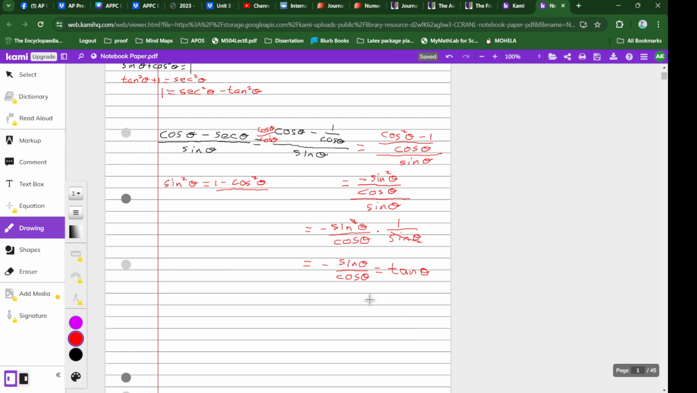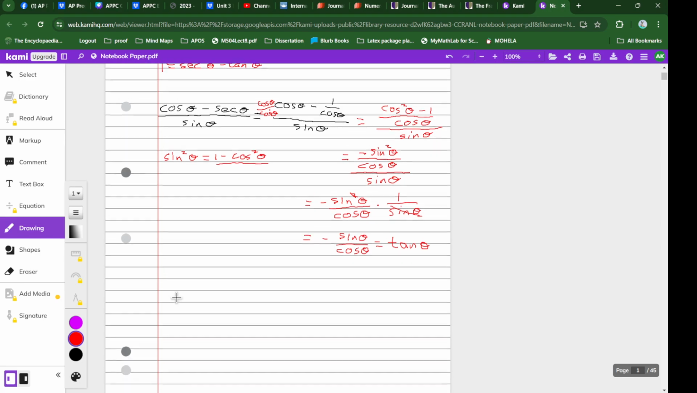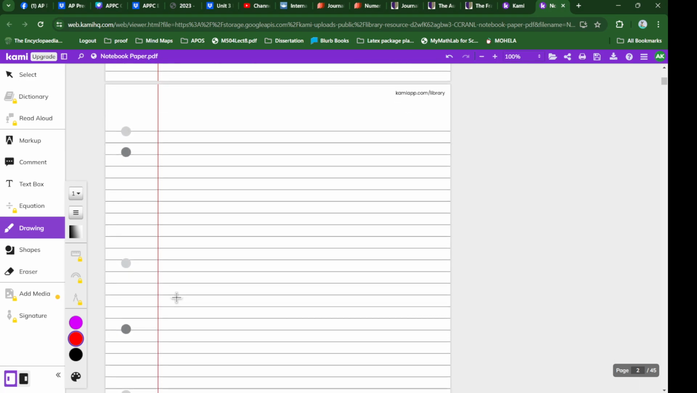Again, these can be done in multiple ways. We could have started off by, instead of thinking of this as sine theta, thinking of it as 1 over cosecant theta. And then we could have multiplied by that and simplified down from there. I don't know if it would have been simpler or not, but we do have options. Let's look at one that involves some factoring.